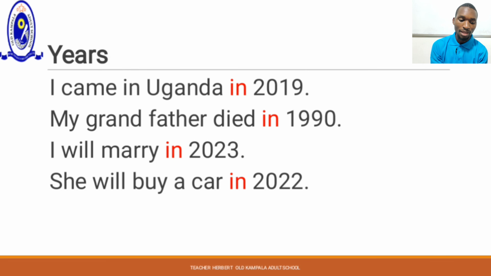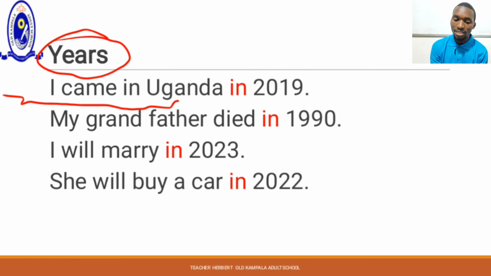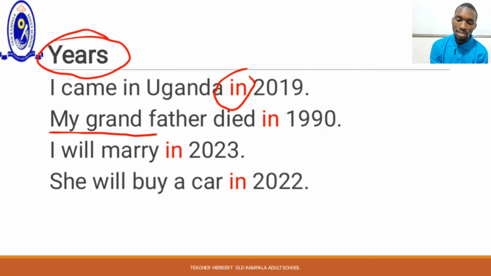We also use in with the years. For example, if you say I came to Uganda in 2019, because we have the year 2019, you must use in. Whenever you talk about any year, use in. Now look at number two: my grandfather died in 1990. Because we have a year, 1990, we say in 1990. Whenever you use the year, use in.